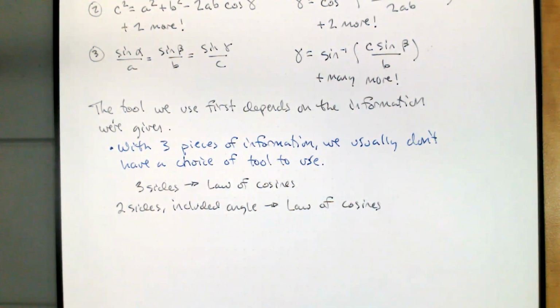With that given information, if we have an A, a B, and a C type information, we don't have an alpha and an A. We don't have a set of opposing information. So we can't use the law of sines. We have to use the law of cosines. At least with 3 sides, we can use the law of cosines to go after any of the angles that we want. When we have 2 sides and the included angle, our only choice is to go after the side opposite the given angle.